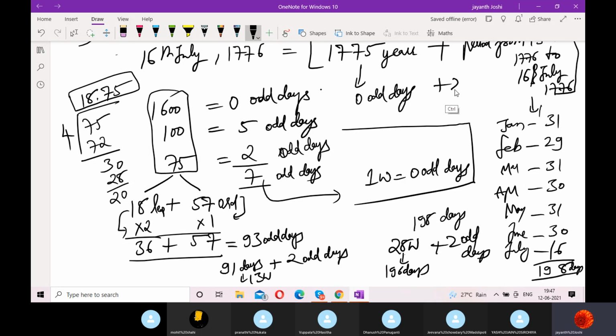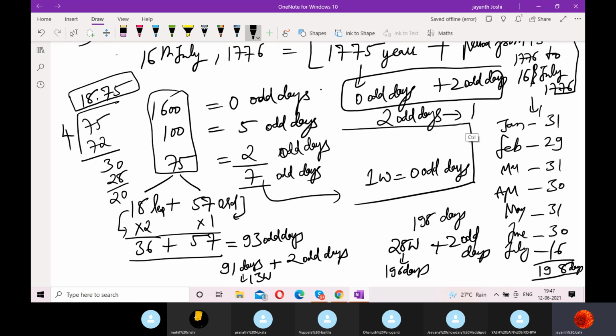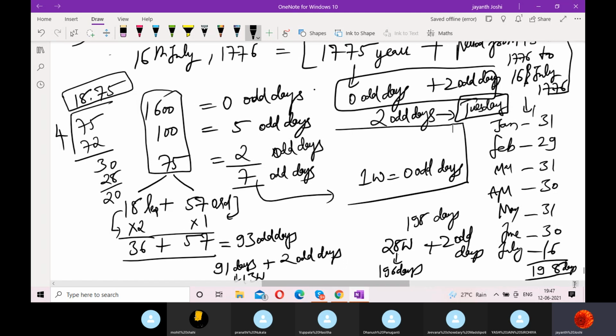So 0 odd days plus 2 odd days. So altogether 0 plus 2 is how many odd days? 2 days. Second is what? Tuesday. All of you make a note of this. If you are not understanding, I'll write it neatly, but here I've explained everything very properly. Please make a note of this and be ready for the next question. Come on. Next question you need to solve and give it to me.